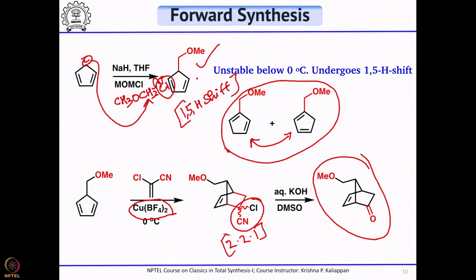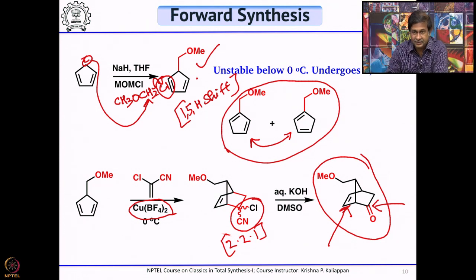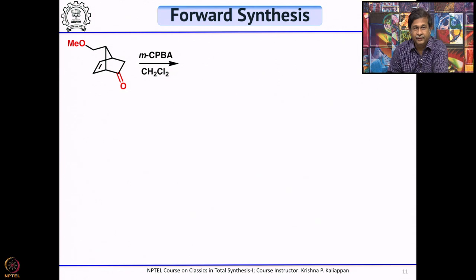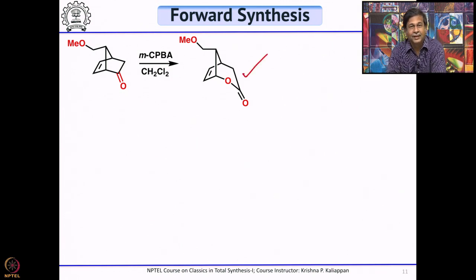So, when you use MCPBA, there are two possibilities. One, it can epoxidize the double bond. Two, it can undergo Bayer-Villiger oxidation. So, between these two, Bayer-Villiger oxidation takes place, because if you look at this double bond, the CH2OMe is just above the double bond, and that protects the double bond from attack by MCPBA. Okay. So, that is how when you do the Bayer-Villiger oxidation of this ketone with 1 equivalent of MCPBA, you get this bicyclic 3-2-1 lactone.